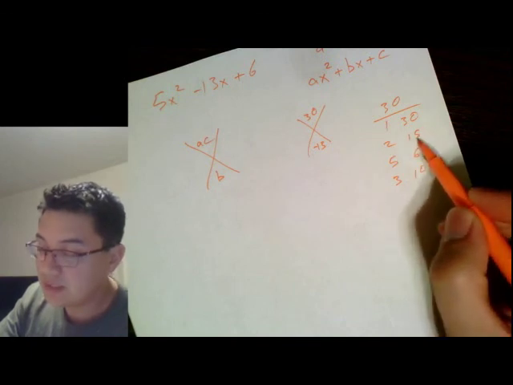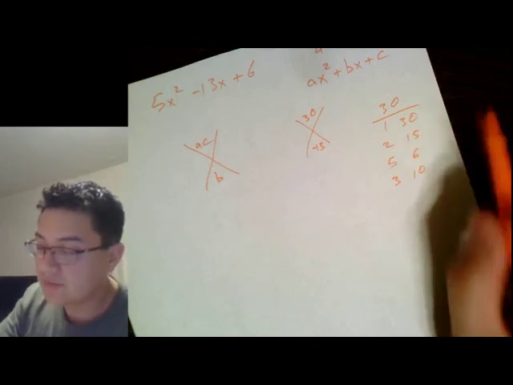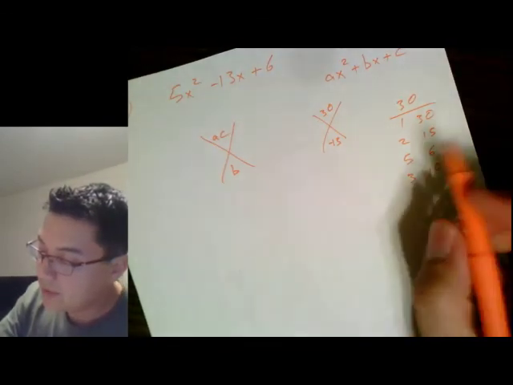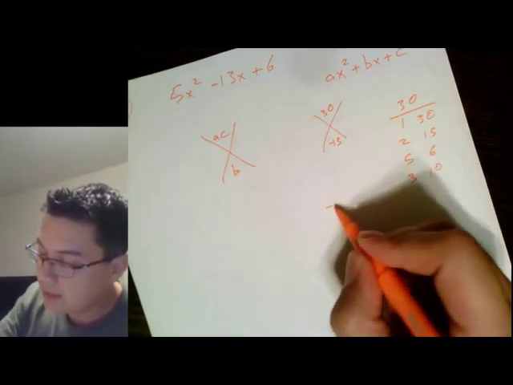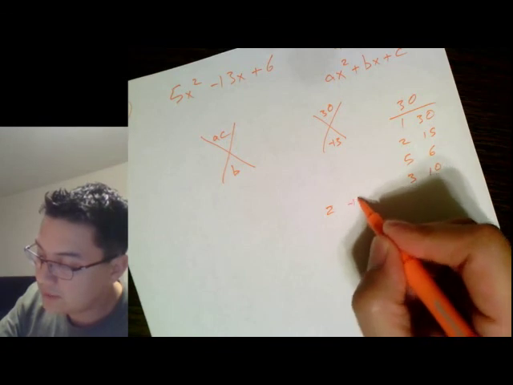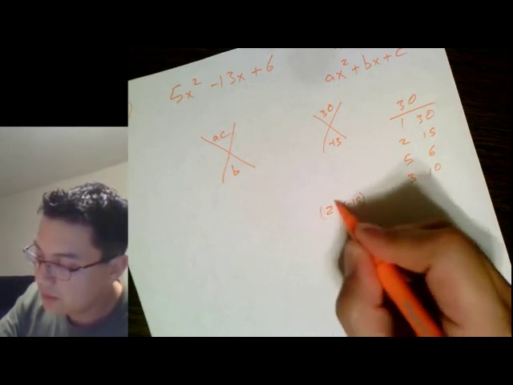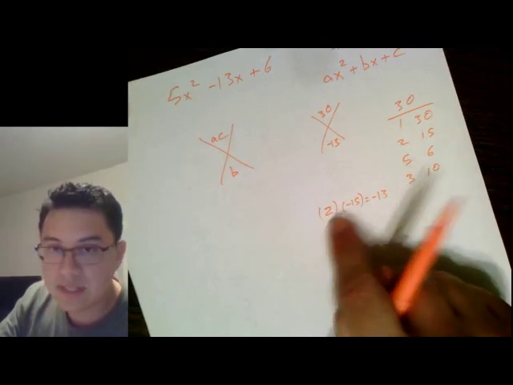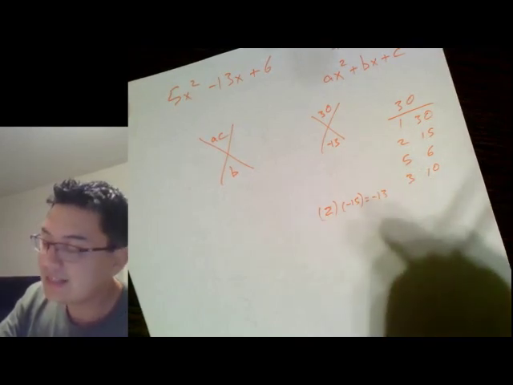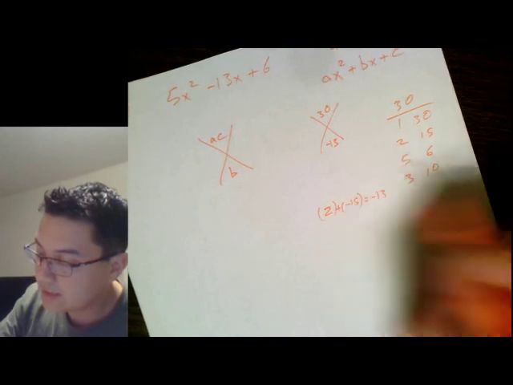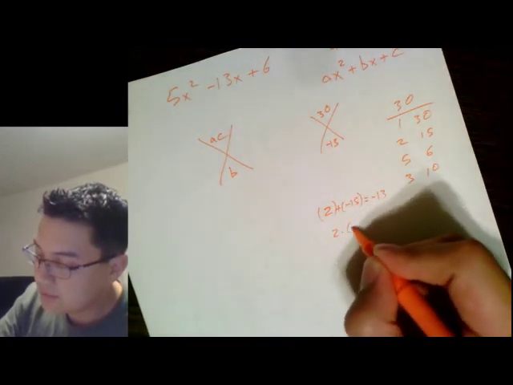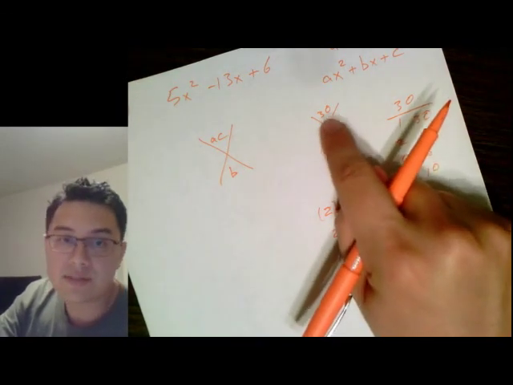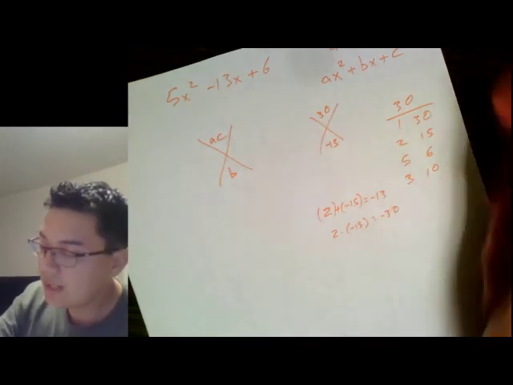2 plus 15 is 17. 2 minus 15 is -13. So let's play with that for a second here. So we know that 2 and -15 will give us -13. That's a good sign. But if I multiply these together, 2 times -15, that'll give me negative 30. I want a positive 30. So this one actually isn't going to work.